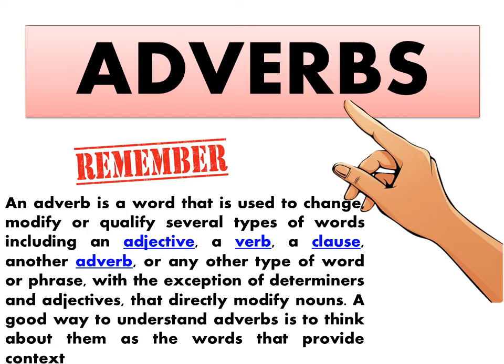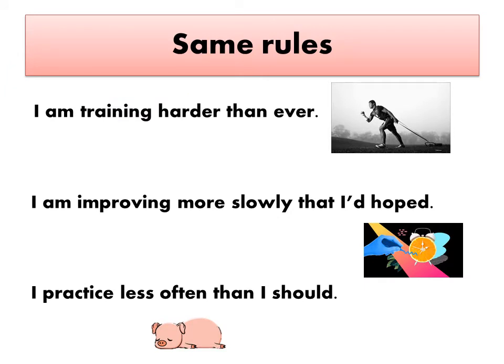Just a friendly reminder. When we're talking about adverbs, we will follow the same rules that I mentioned before in the adjectives, so I won't mention them again. I'm just going to give you some examples. First one, I'm training harder than ever. Harder. I am improving more slowly than I hoped. More slowly. I practice less often than I should. Less often.